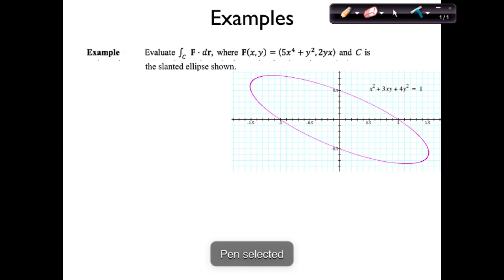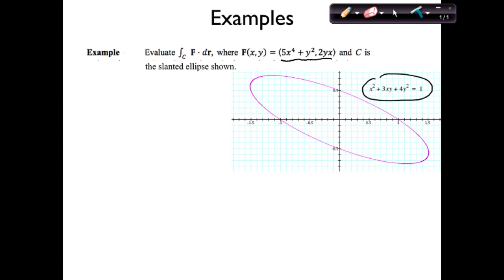So here's this vector field, 5x to the 4th plus y squared, 2yx. And here's this ellipse, the slanted ellipse, x squared plus 3xy plus 4y squared equals 1. So if it says to evaluate the line integral, you've got two choices, right? You could do it directly or use Green's theorem.